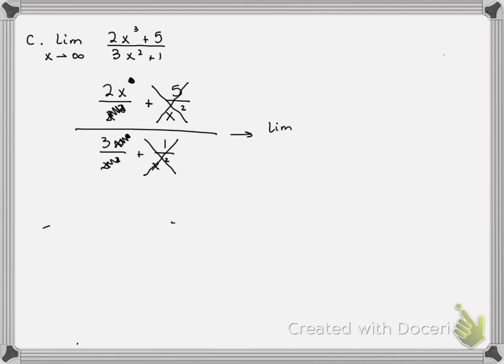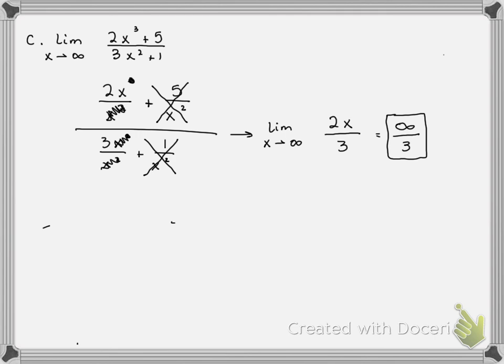So remember, we're taking the limit as x goes to infinity of 2x now over 3. Well, if we multiply 2 times infinity, we get infinity over 3. That is also an indeterminate form. That is not going to work.